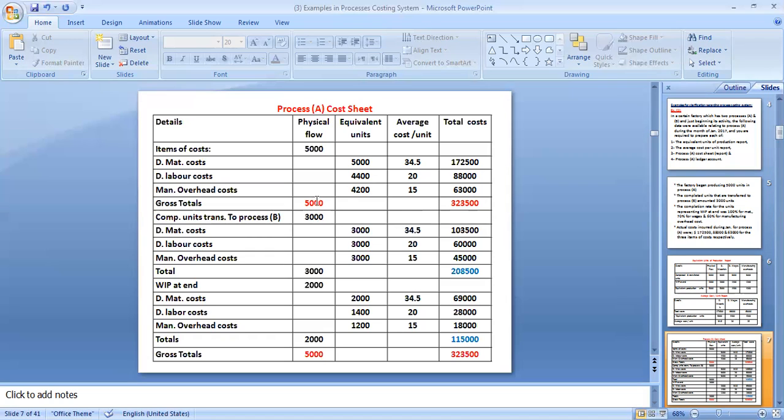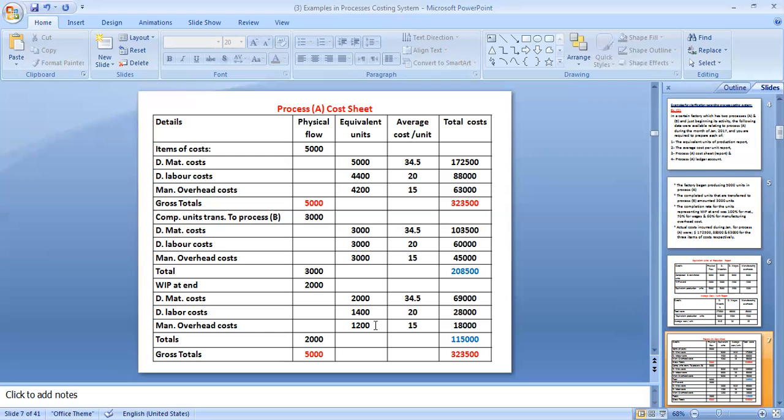And these are the 5,000. The completed 3,000 are 3,000 from the point of view of material, wages, and overhead, multiplied by the average cost per unit, gives the total cost of the 3,000. Then work in process, the 2,000. 2,000 completely from the material point of view times the average cost of material. 1,400 regarding wages times 20 cost per equivalent unit regarding the wages.